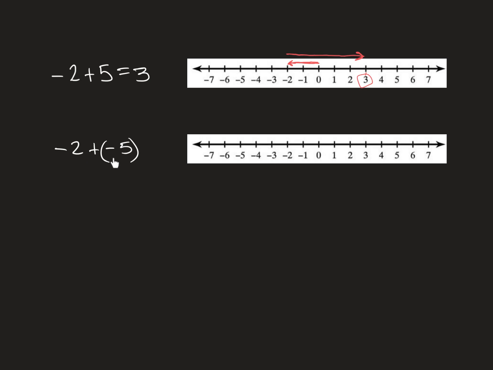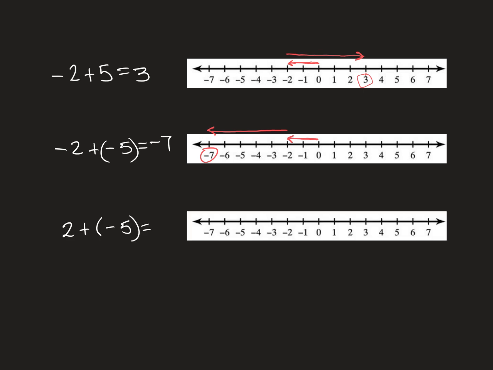So -2 plus -5. And I'll start the same way as I started the other one, where we have -2. So we move 2 in the negative direction. But now we have to move to the left 5. Instead of before where we were moving to the right 5, now we're moving to the left 5. So we'll do that, and I'll move to the left 1, 2, 3, 4, 5. So I now have moved to -7, and that is our answer. -2 plus -5 is -7.